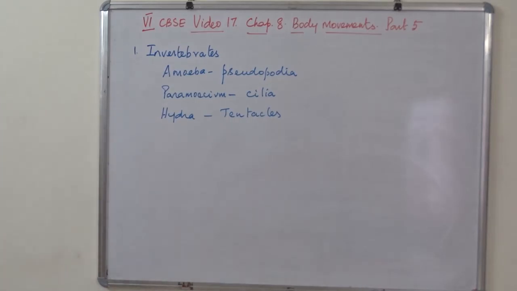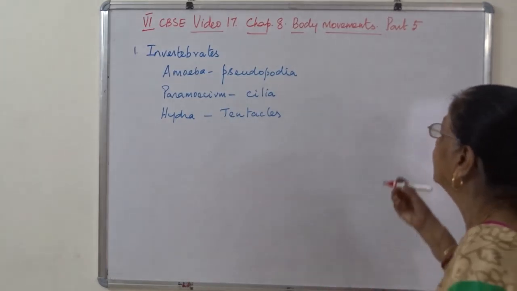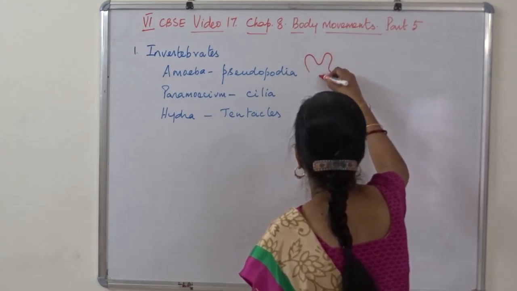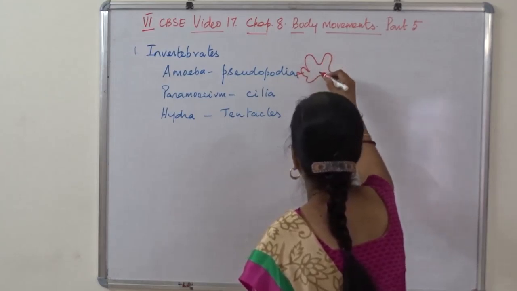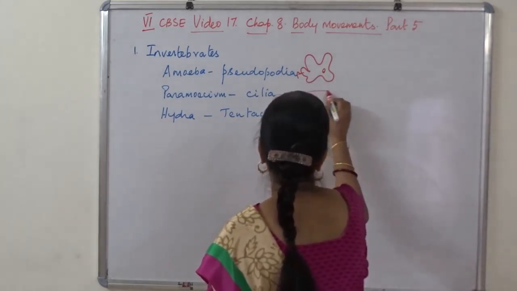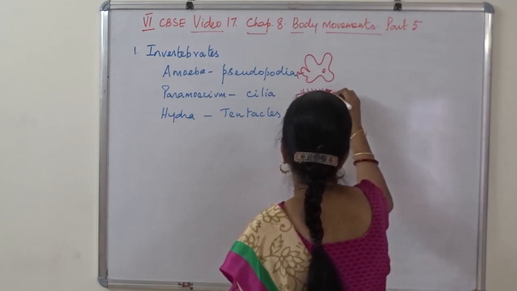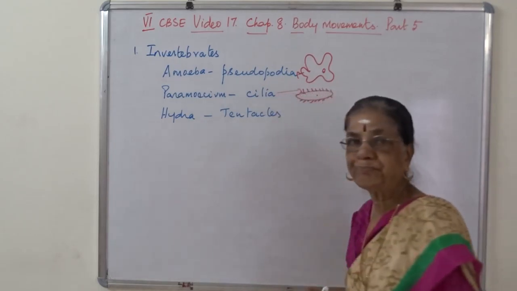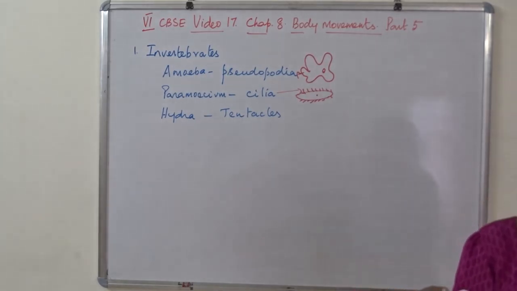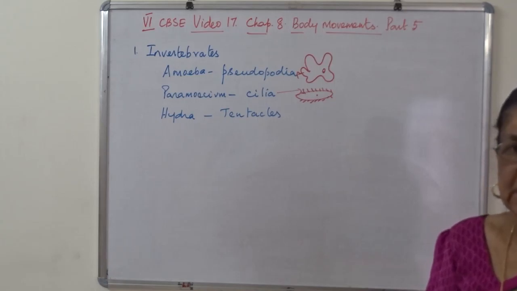These are movements in animals as lower organisms. Amoeba moves with the help of pseudopodia, or false feet. This is the structure of amoeba and this is the pseudopodia. Whereas in paramecium, the whole body is covered with cilia. Cilia are very minute hair-like structures present in the body of the animal. So paramecium moves with the help of cilia.